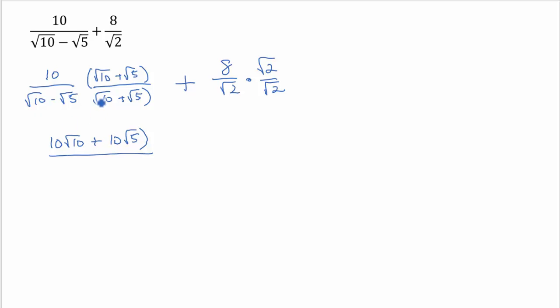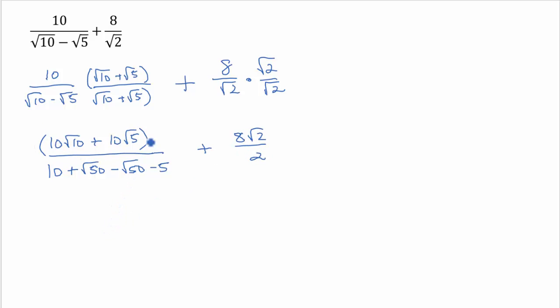The square root of 10 times the square root of 10 is 10. Outer, the square root of 10 times the square root of 5 is the square root of 50. Inner, negative square root of 5 times the square root of 10 is negative square root of 50. And the last, negative square root of 5 times the square root of 5 is negative 5. Over here, this becomes 8 square roots of 2 over 2.